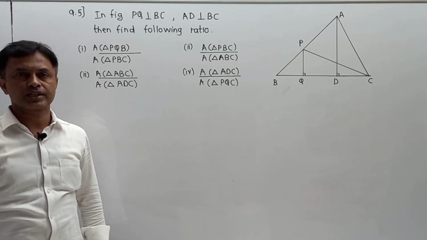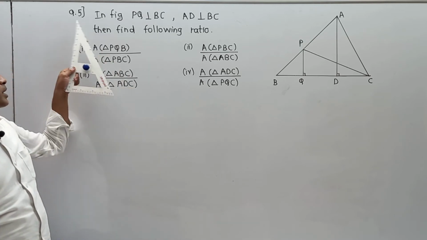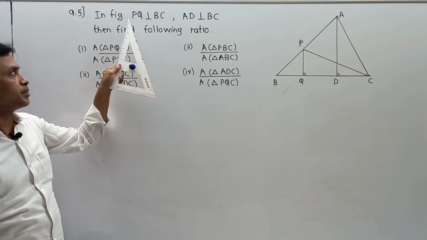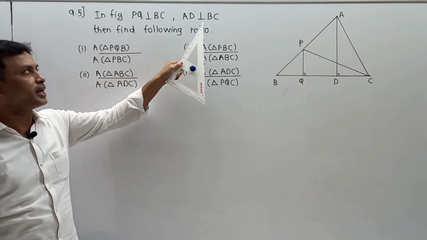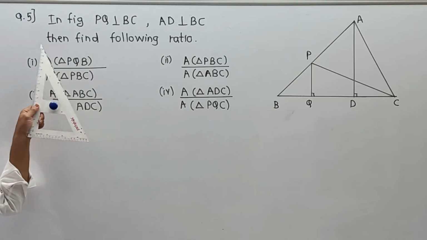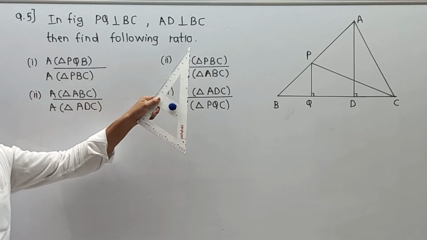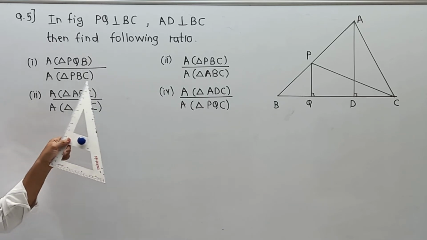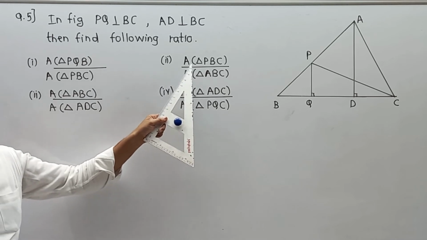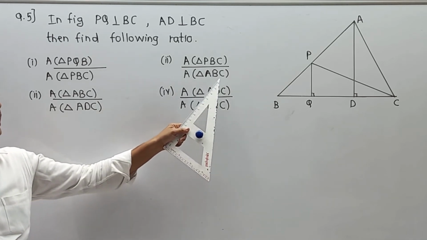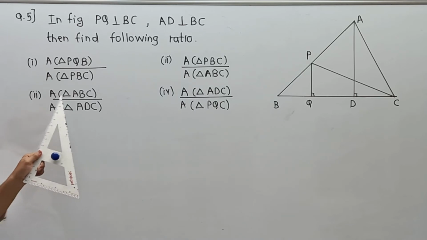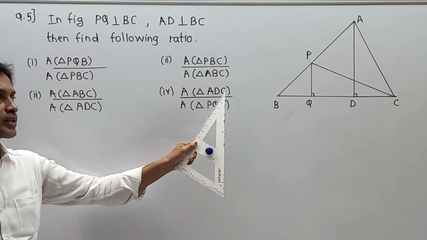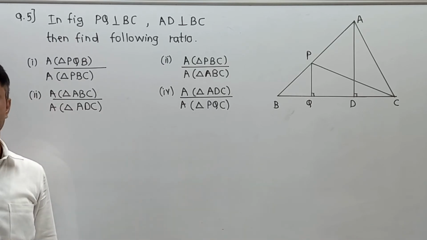Now moving to the next question, question number 5. In the figure, PQ is perpendicular to BC, and AD is perpendicular to BC. Then find the following ratios. First, area of triangle PQB upon area of triangle PBC. Second, area of triangle PBC upon area of triangle ABC. Third, area of triangle ABC upon area of triangle ADC. And the fourth, area of triangle ADC upon area of triangle PQC.